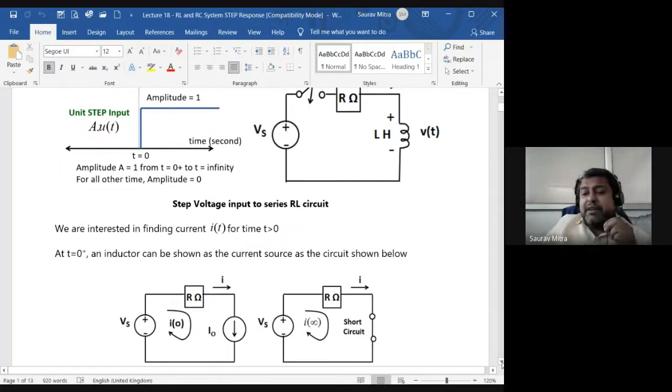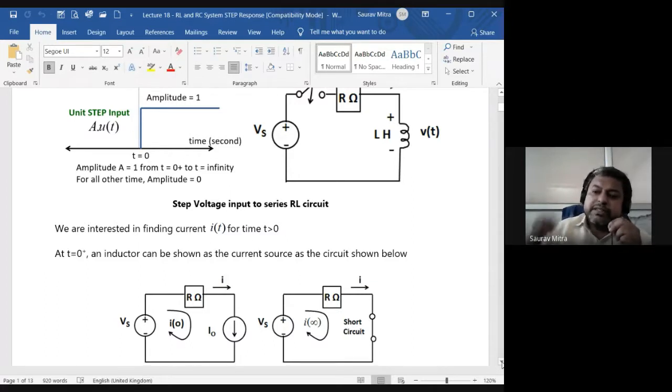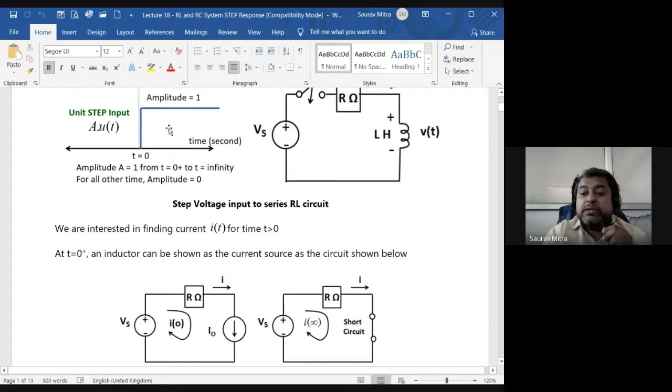Now, an inductor has a very typical property that we have to understand. If you have pen and paper, you can write down that just when the switch is closed, at that time the inductor behaves as an open circuit. And after quite a long time, the inductor behaves as a short circuit. This is because you are connecting a DC. A step input is kind of a DC, and whenever you are talking about DC, the frequency is zero, so f is equal to zero.